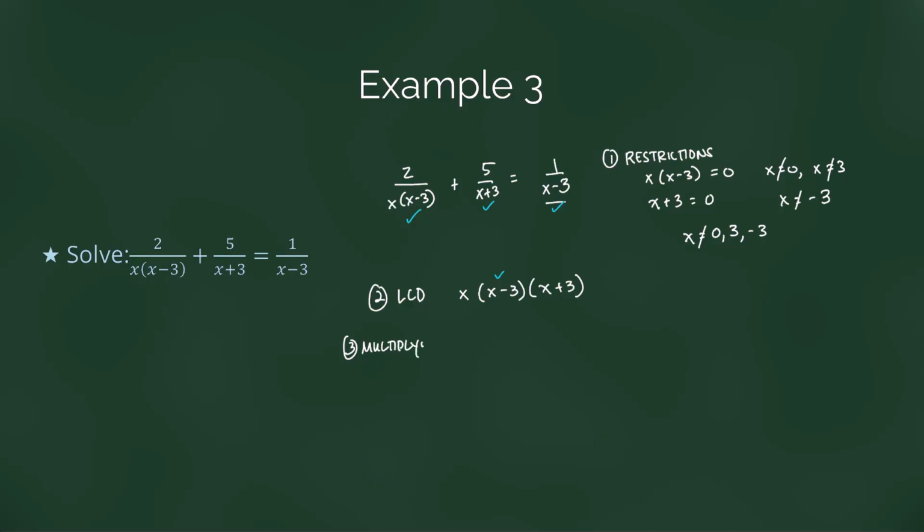So I'm going to take my LCD, and I'm going to multiply it by every term in our expression. So we're going to multiply by 2 over x times x minus 3. And then we're going to repeat that with our second term, 5 over x plus 3. And then we'll complete that with our last term.